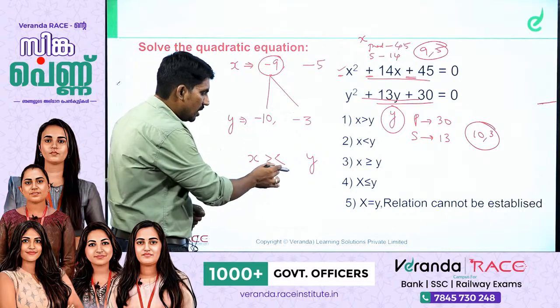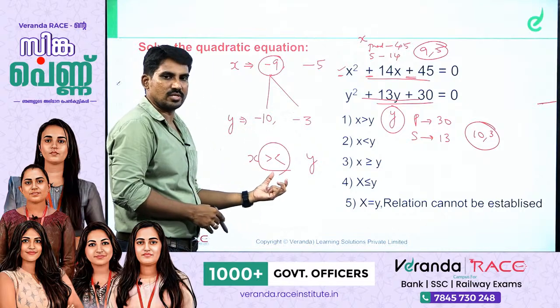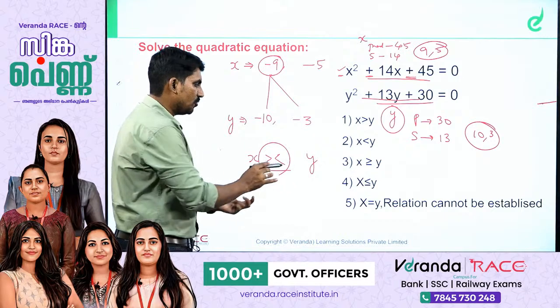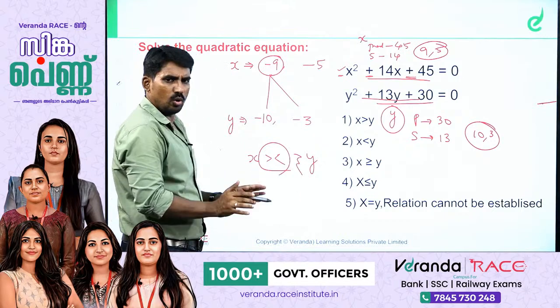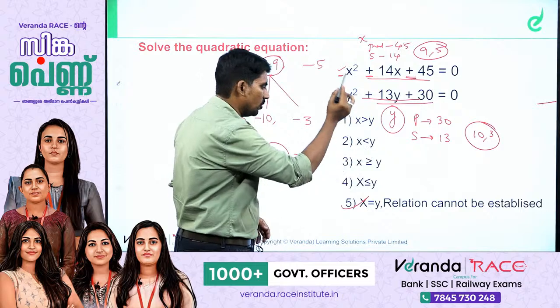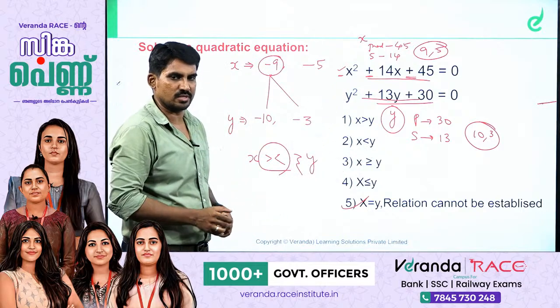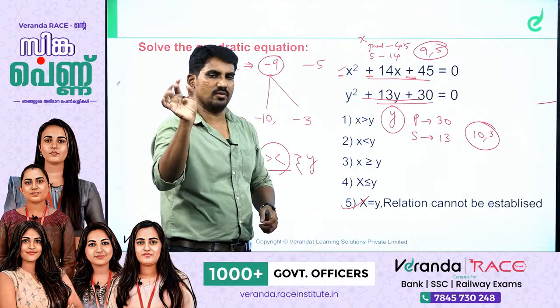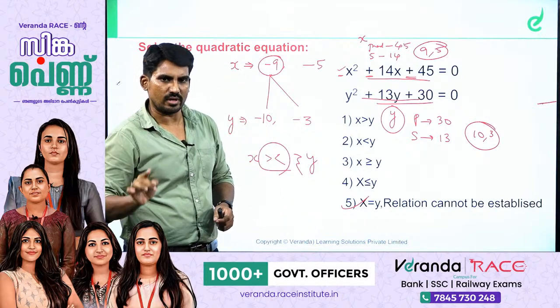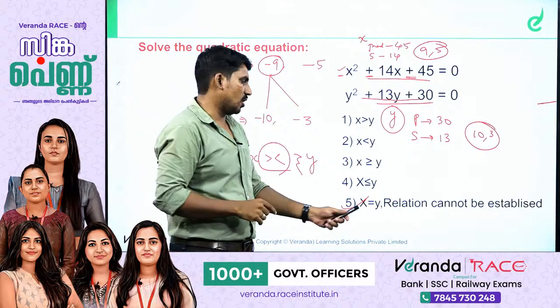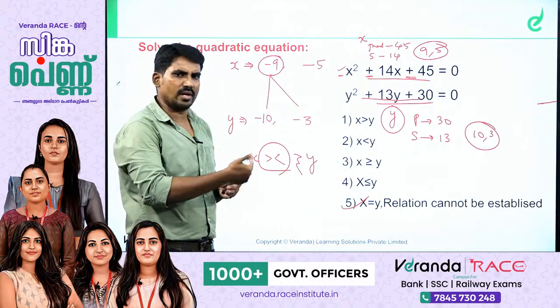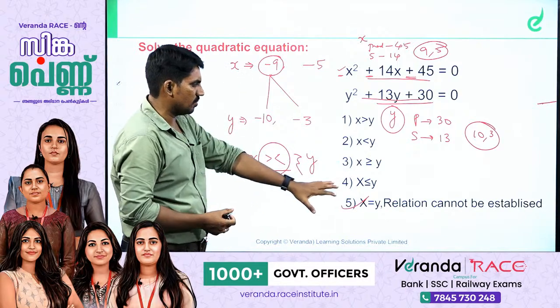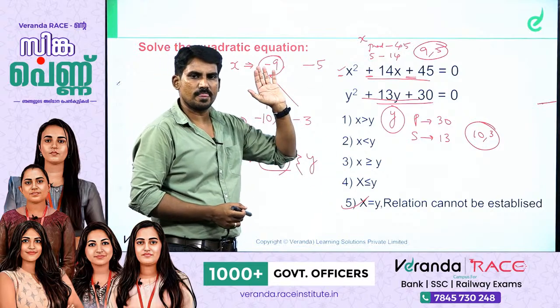Now see, here itself we are getting this situation: greater than, less than. Therefore, no need to continue the comparison. Click this answer, move to the next question. Relationship cannot be established. That is the fast approach. Quickly see the question, find the roots, compare x and y quickly. If one is greater and one is less, that's all, cannot be established. Click and move to the next question.